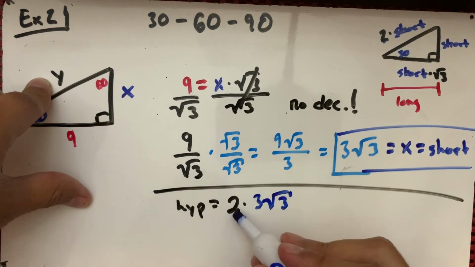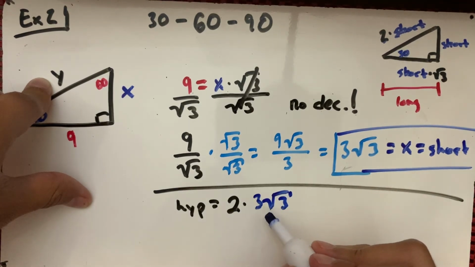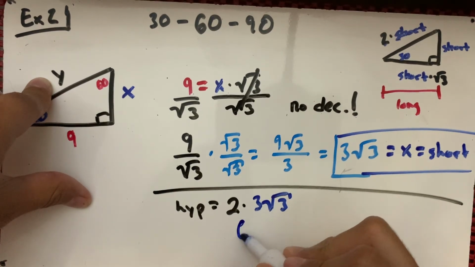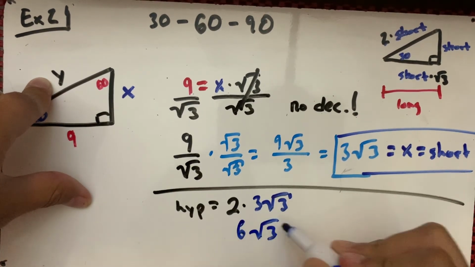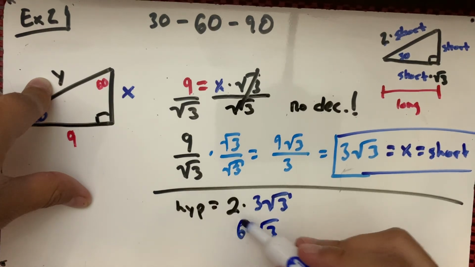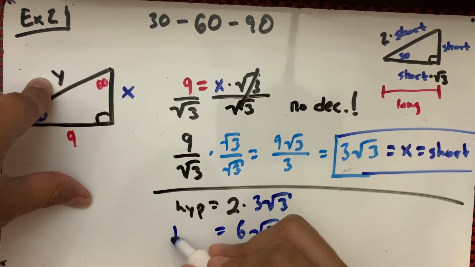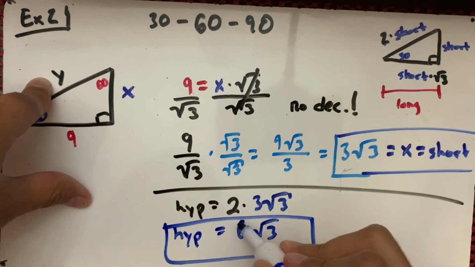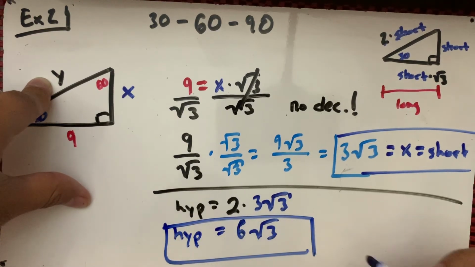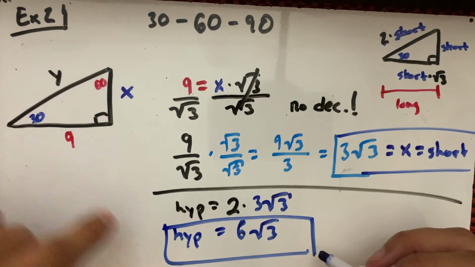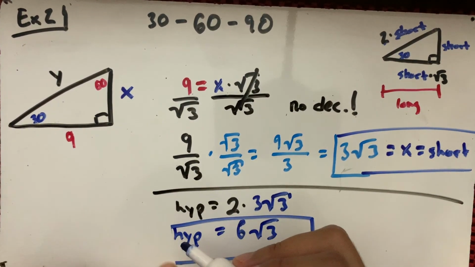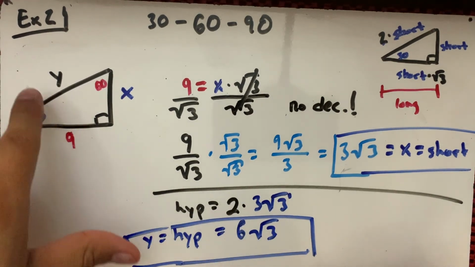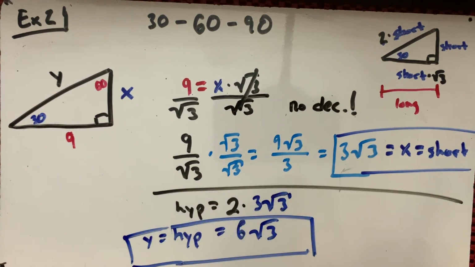Now, when we multiply whole numbers with radicals, it's going to be 2 times 3, which is just 6 square root 3. The radical itself doesn't change, okay? Only the number on the outside does. So it equals the hypotenuse. And that's it, guys. So y, or this also equals y, equals 6 square root 3, and x equals 3 square root 3. Cool.